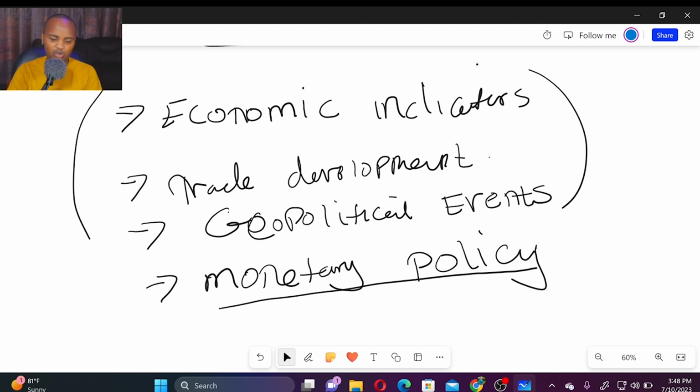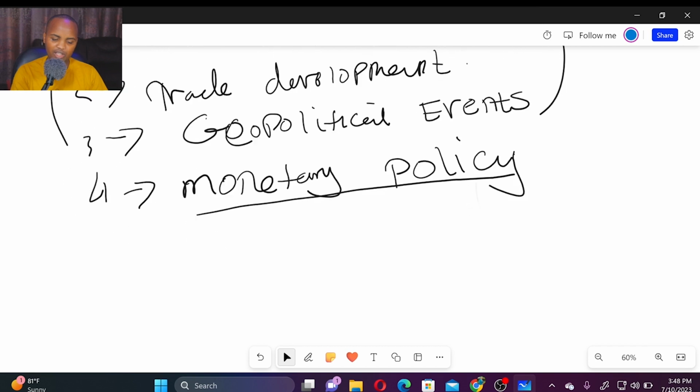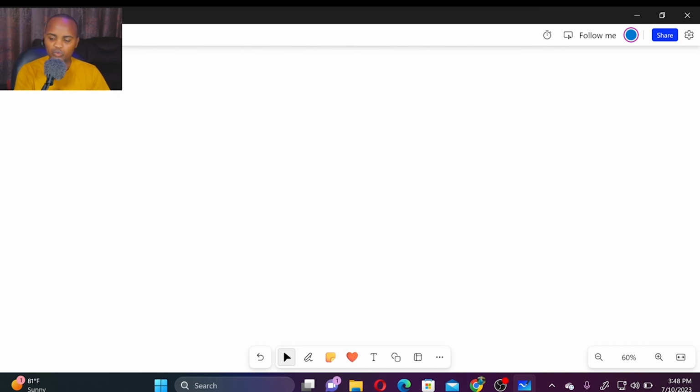So we have economic indicators, trade development, geopolitical events, and monetary policy. Just like we have technical indicators, we also have economic indicators, and that is what we are going to be discussing. Now, let's start with this. We have number 1, number 2, number 3, and number 4. The moment you understand those things, then things are going to be amazing. Now, let's start with what we call the fundamental.